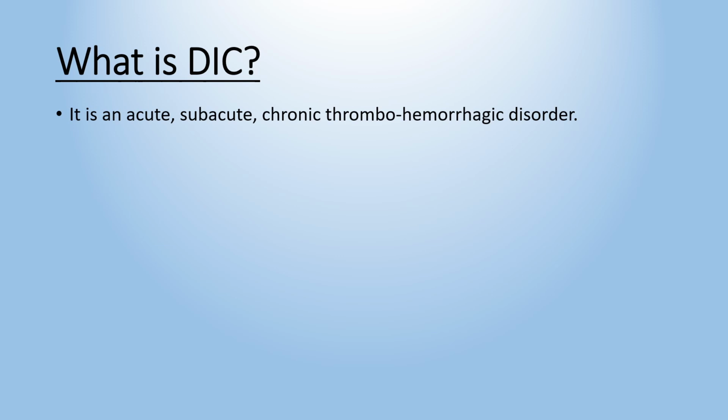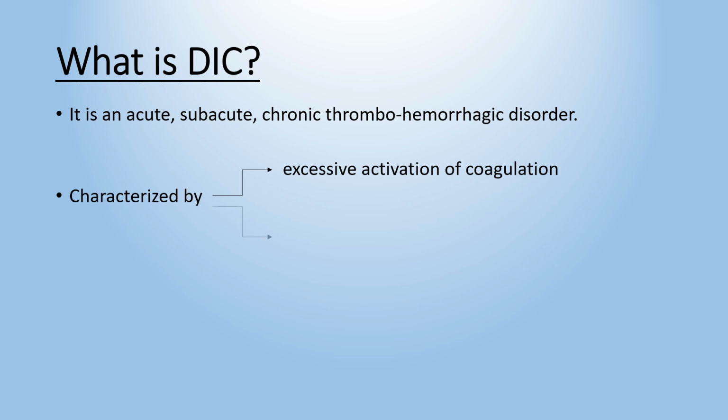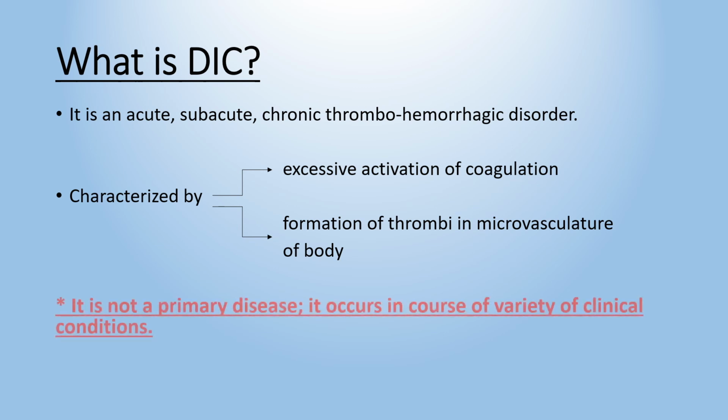DIC is an acute, subacute, and chronic thrombohemorrhagic disorder. It is characterized by excessive activation of coagulation and formation of thrombi in the microvasculature of the body. One thing we have to keep in mind is that it is not a primary disease. It occurs in the course of a variety of clinical conditions.